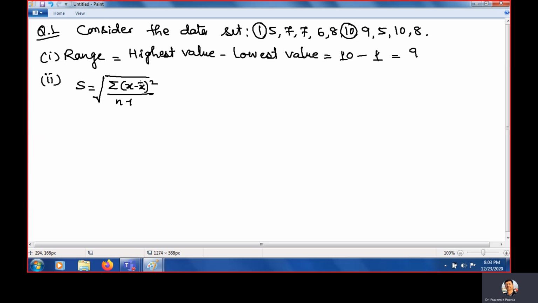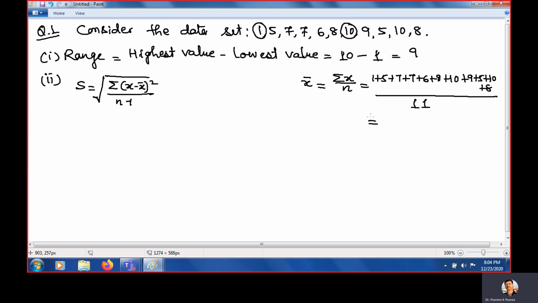That means first we need x bar because you need to subtract. So x bar is equal to how much? X bar is sigma x upon n. You need to find all these things. 1 plus 5 plus 7 plus 7 plus 6, 8 plus 10 plus 9 plus 5 plus 10 plus 8, and upon how many values are there? It is 3 plus 3 is 6, plus 3 is 9, and 2 is 11.